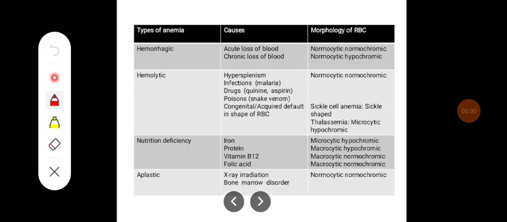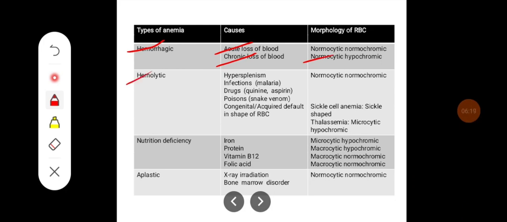Here are some of the differences of the etiological classification of anemia. Hemorrhagic anemia occurs due to acute or chronic loss of blood, and usually the morphology will be normocytic normochromic, and normocytic hypochromic.